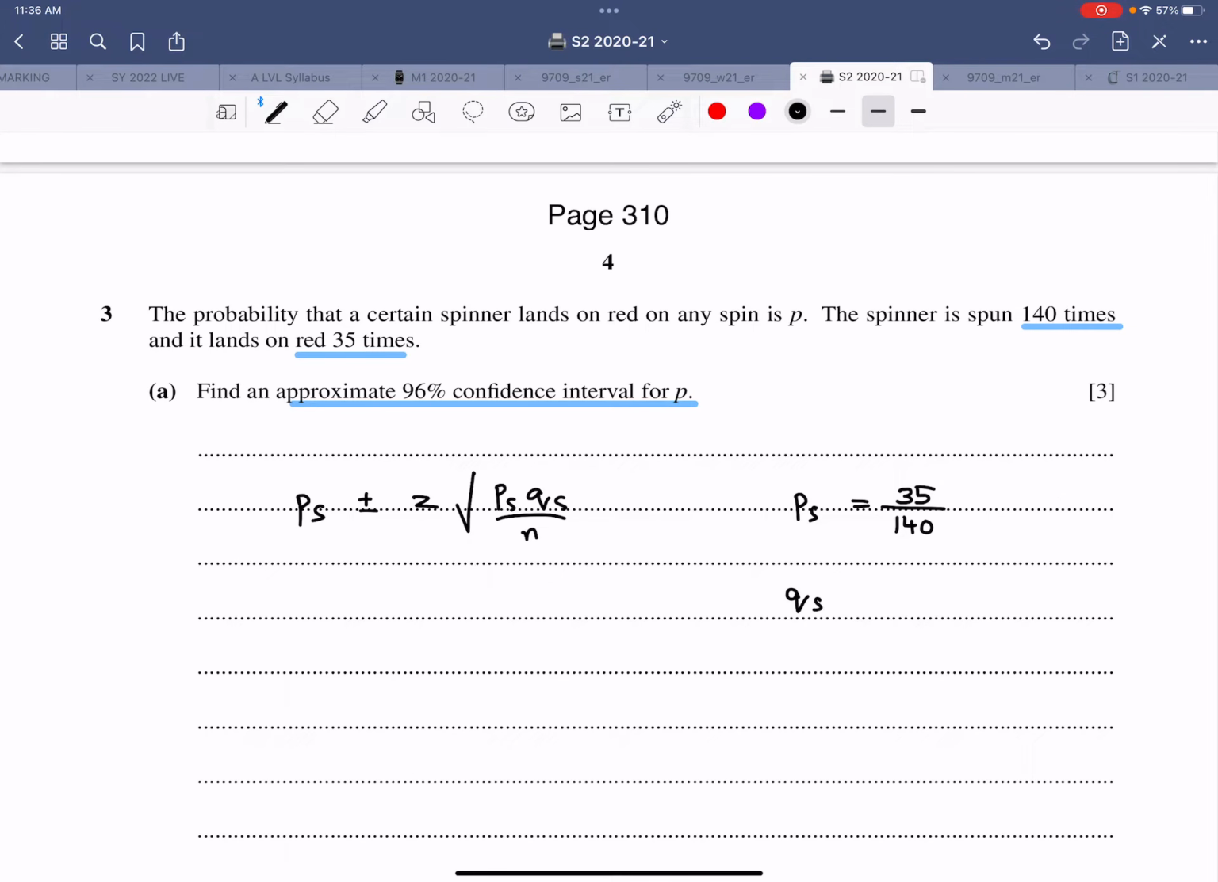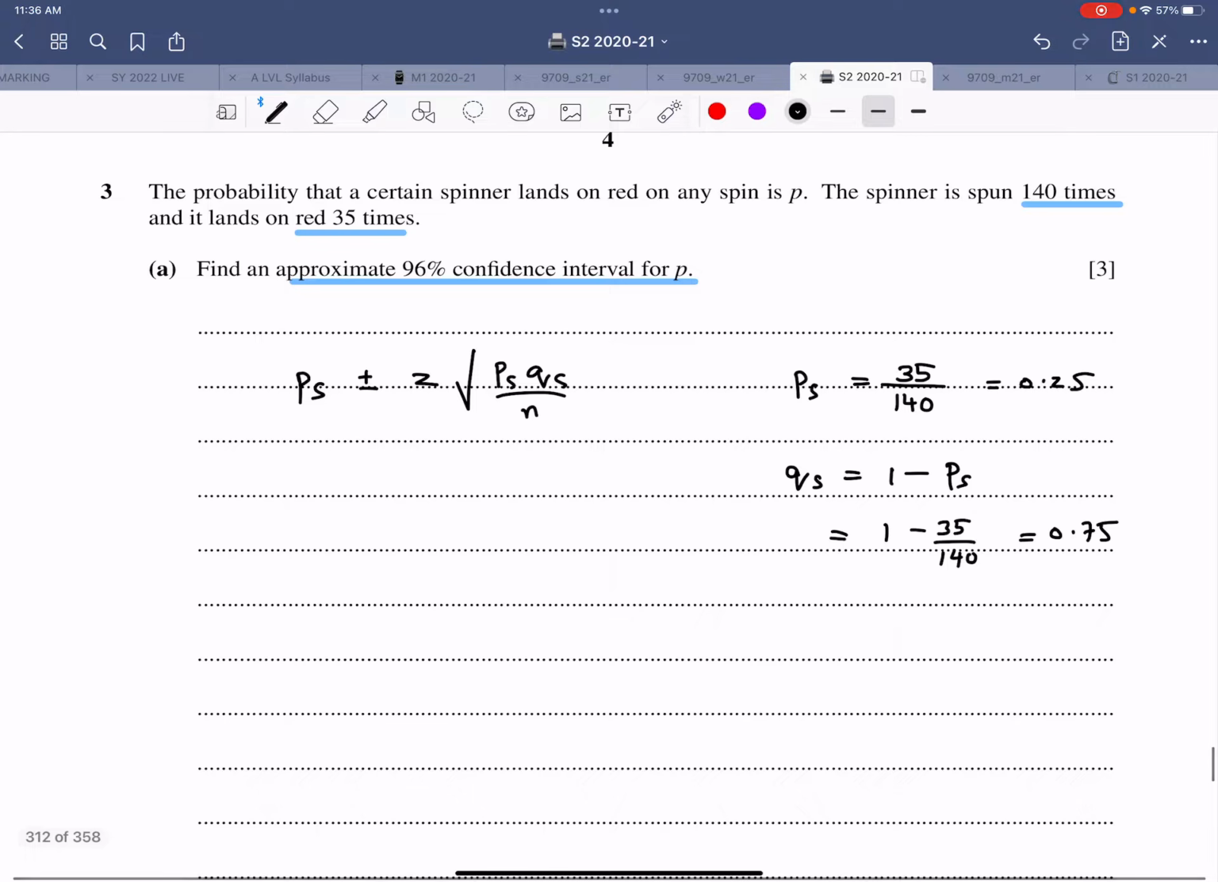What is QS? QS is the proportion of failure, that is 1 minus PS. So 1 minus 35 over 140. The first one comes out to be 0.25, therefore this comes out to be 0.75. What is the value of N? The value of N is 140. What is the value of Z?